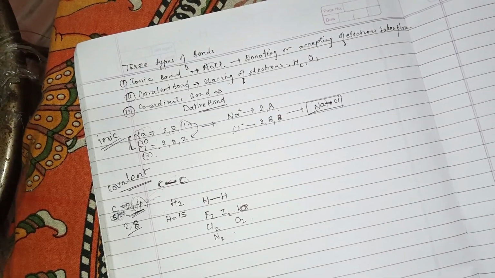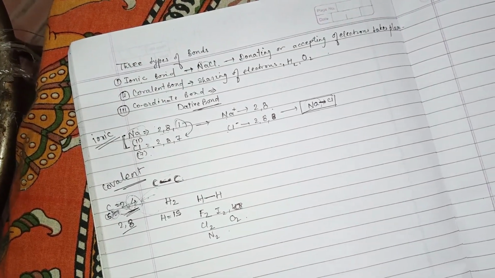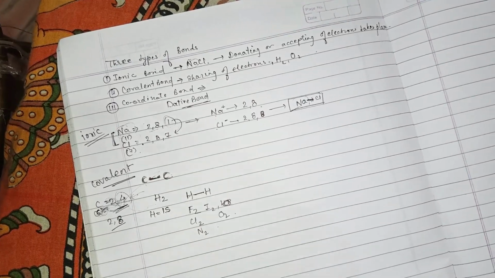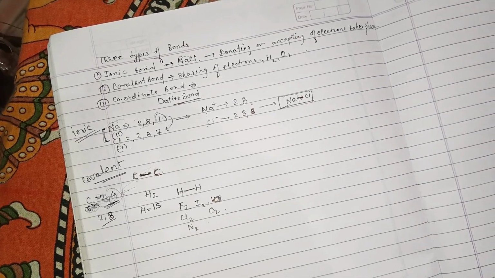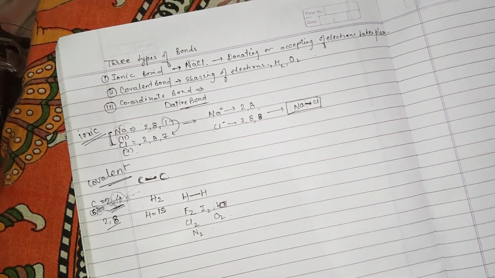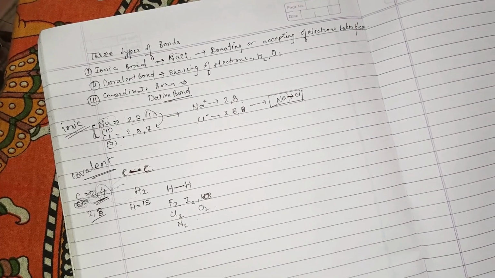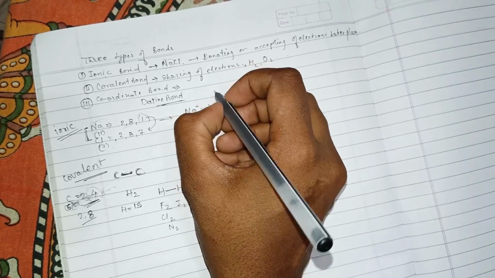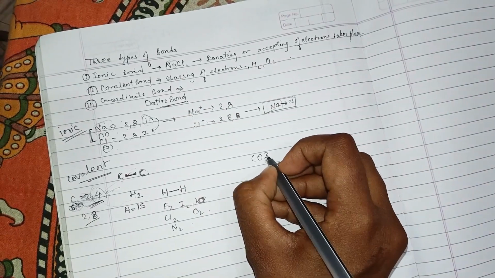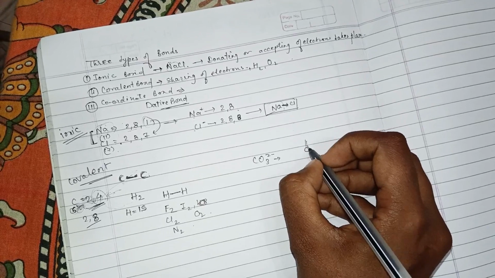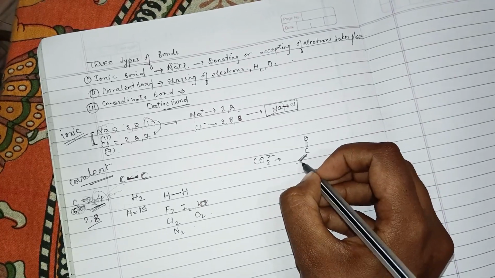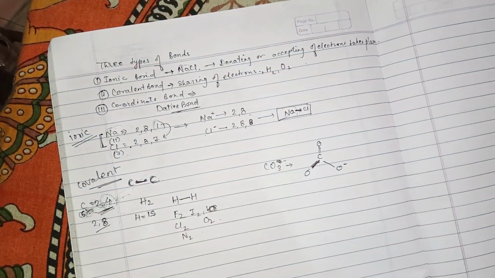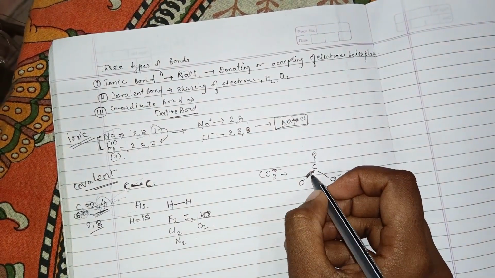So in this dative bond, one atom gives a pair of electrons, that is both electrons, to the other, electron-deficient atom. For example, in CO3 2-, C double bond O, C single bond O minus. Let's say CO minus we will take.